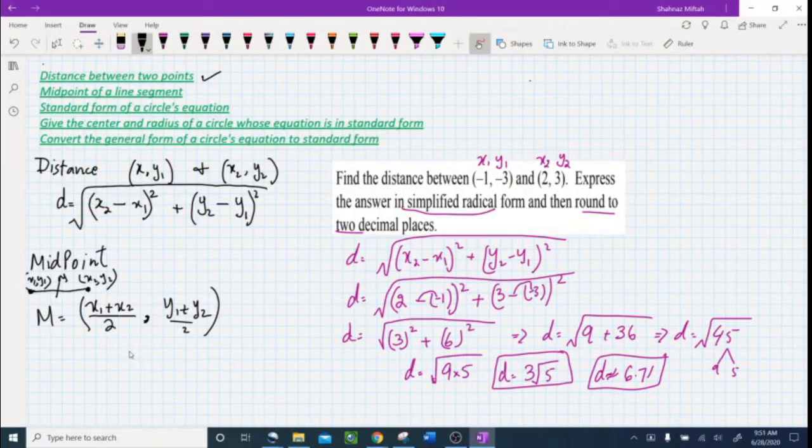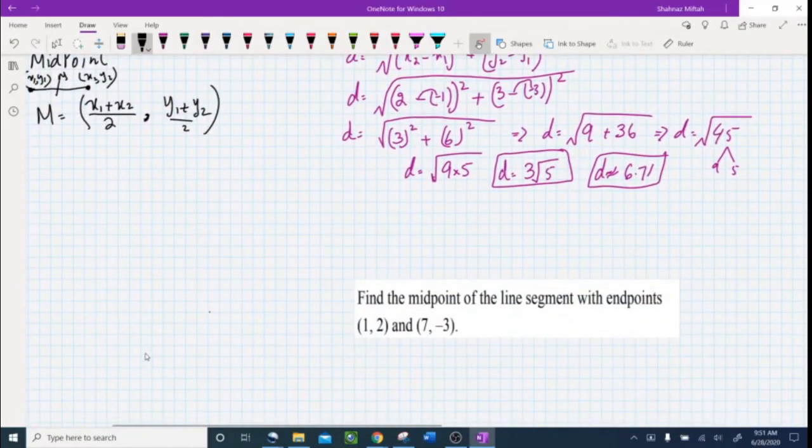To find the midpoint, take the average of the 2 x coordinates, average divided by how many numbers you have. So I have 2 of those, so I'm dividing by 2. So to find the midpoint, take the average of the 2 x coordinates and the average of the 2 y coordinates. So let's do an example for the midpoint.